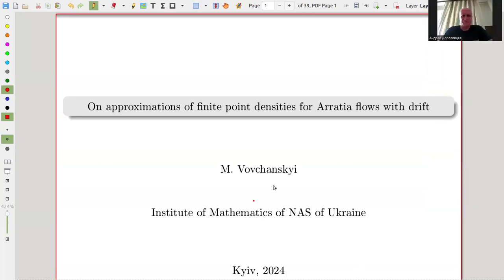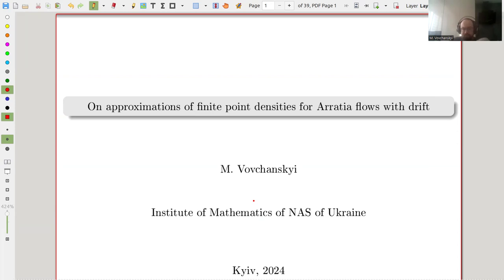So today we will continue the discussion of finite point approximation of finite point densities for Arratia flows. However, today we will consider the case when drift is non-trivial, and this is a continuation of the discussion from previous spring. This is work in progress, which means that the crucial result still lacks one argument, but should be there, or it can be approached differently from the point of perturbation theory that we might speak about in fall.